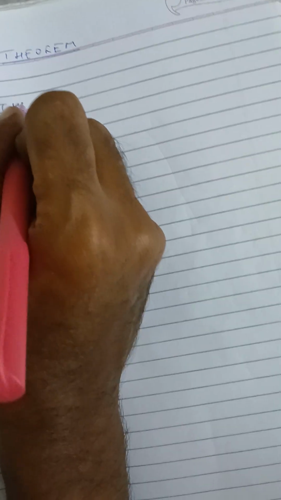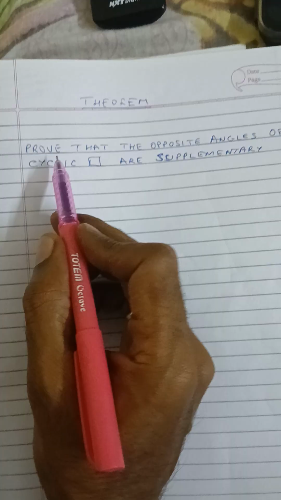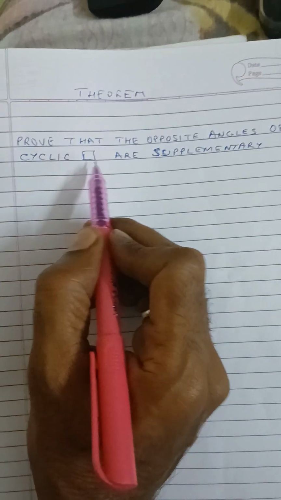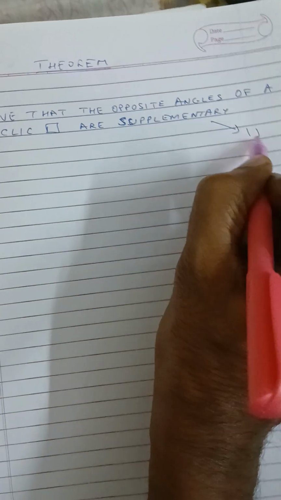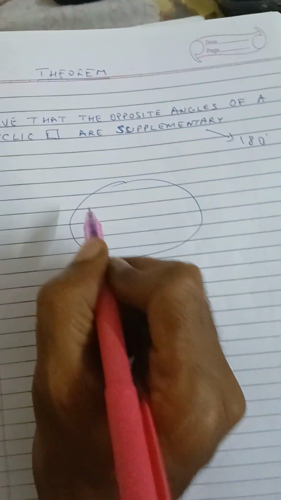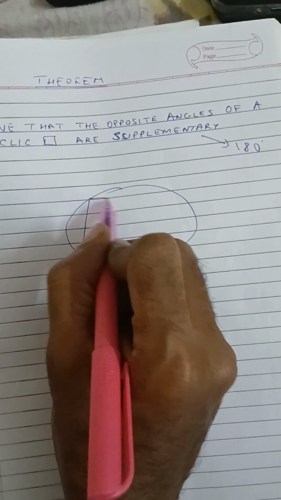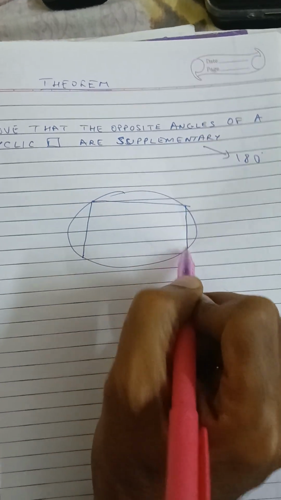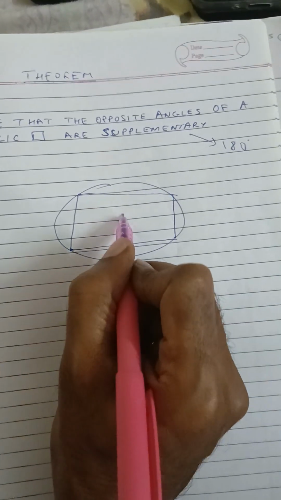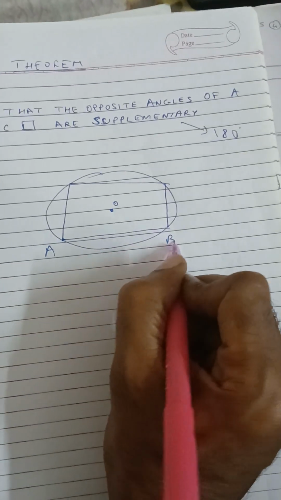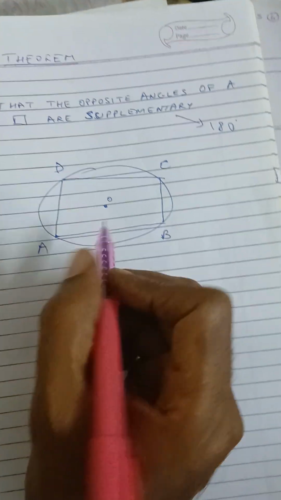Another theorem. Prove that the opposite angles of a cyclic quadrilateral are supplementary. Supplementary means 180 degrees. Now here I have a circle and the 4 points of the quadrilateral lie on the circle with center O. I name this quadrilateral A, B, C and D.